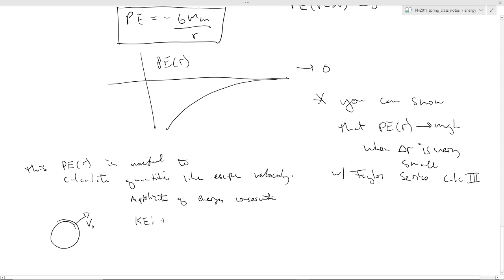So what does it look like? Well, kinetic energy initial plus potential energy initial is going to equal kinetic energy final plus potential energy final. We're assuming that there isn't any friction or anything.